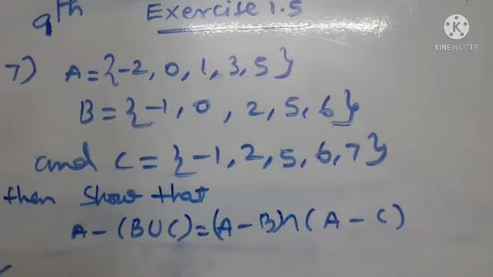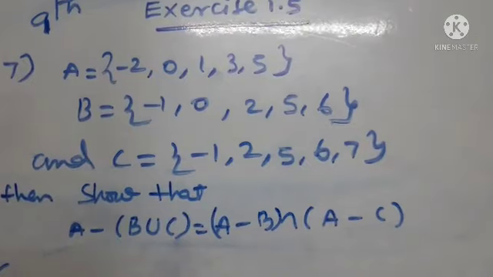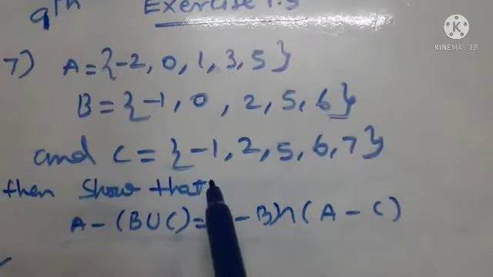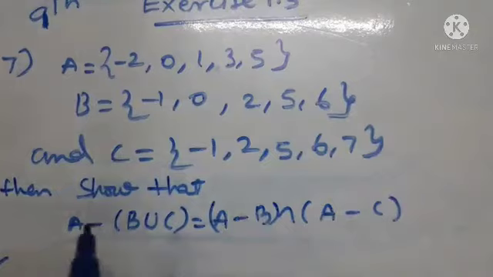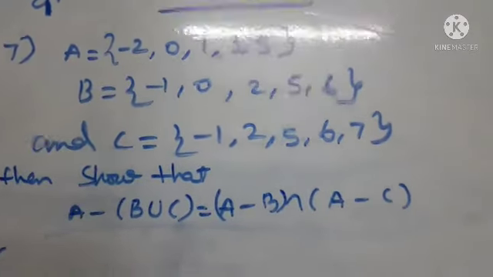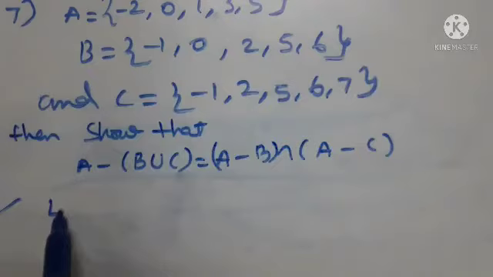9th Maths, Exercise 1.5, 7th sum. Set A is equal to {-2, 0, 1, 3, 5}, set B is equal to {-1, 0, 2, 5, 6} and set C is equal to {-1, 2, 5, 6, 7}. Then show that A − (B ∪ C) is equal to (A − B) ∩ (A − C). Solution. First solve LHS.